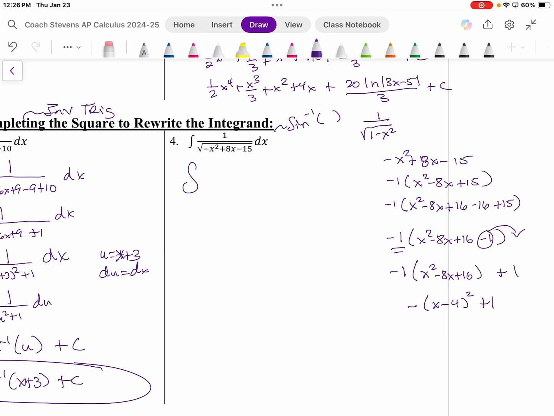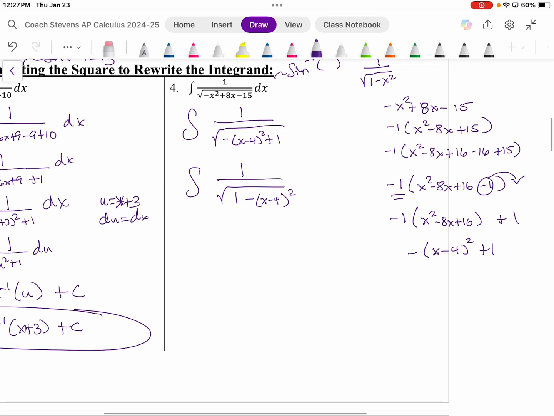So I have the integral of 1 over the square root of negative x minus 4 quantity squared plus 1. Again, if I want to use u substitution to make it look a little bit nicer on my eyeballs, I can. We can swap places now. And I can actually rewrite the inside as the square root of 1 minus that quantity squared. So now we're getting closer to the format of 1 minus something squared.